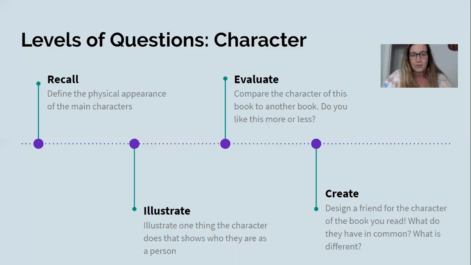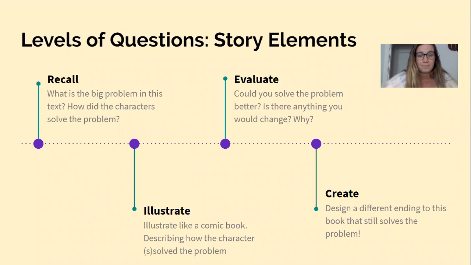Our final ladder that we're going to talk about today is story elements. And again, we have those same 4 steps, starting with very simple and moving towards more complex. Recall, what's the big problem? Okay, now we're going to illustrate it. Maybe make it look like a comic book. How does the character solve their problem? Evaluate. Could you solve the problem any better?